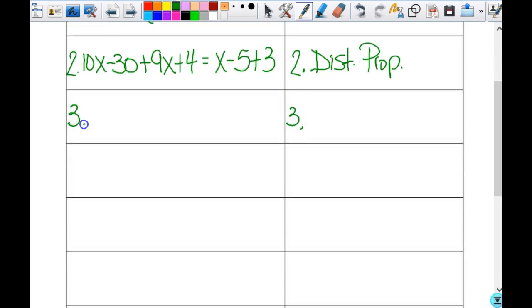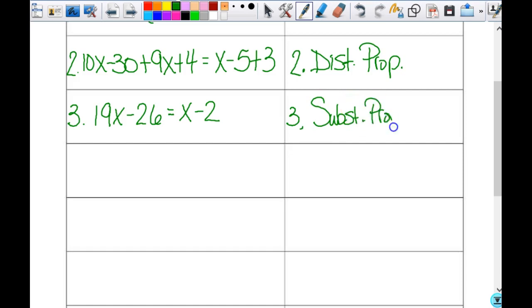So let's go to step 3 then. I'll go ahead and combine my like terms. On the left, the 10x and the 9x means 19x. Negative 30 and positive 4, negative 26. That's equal to x, what? Minus 2. All right, so my reason is substitution, property of equality.